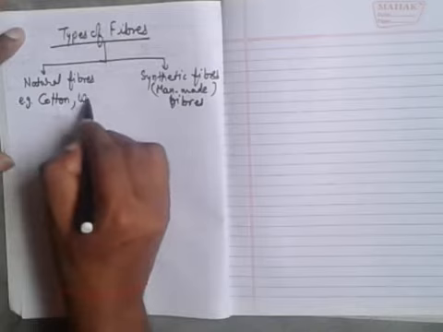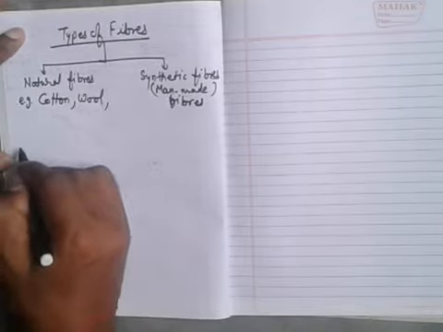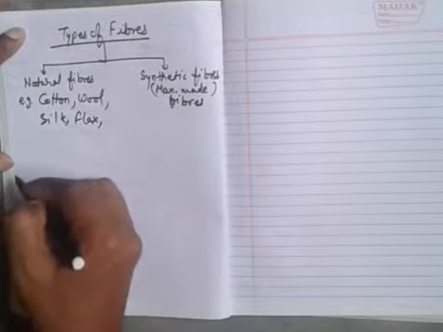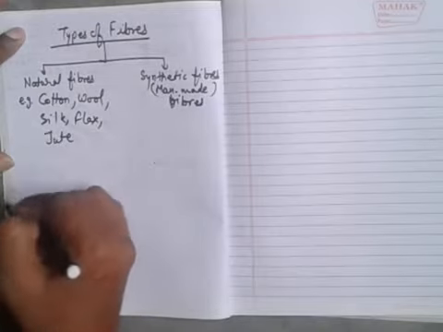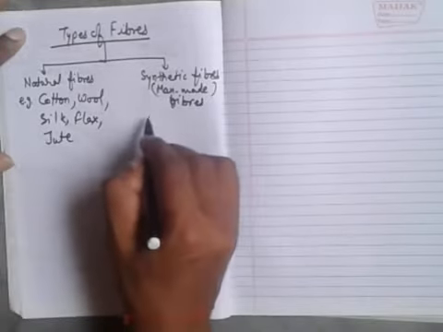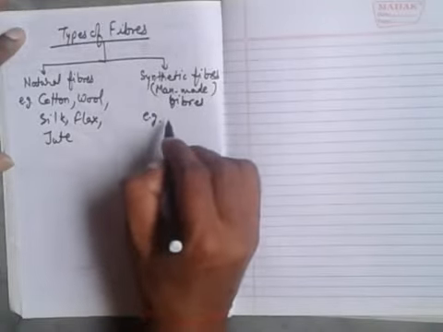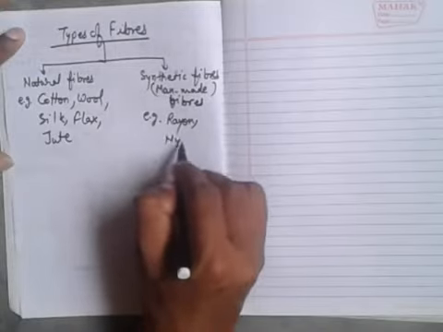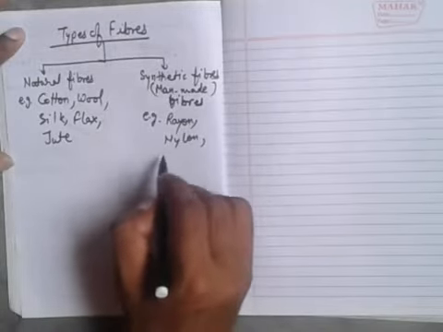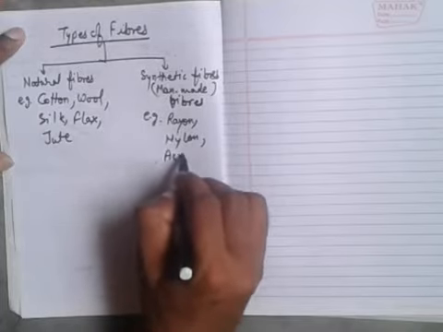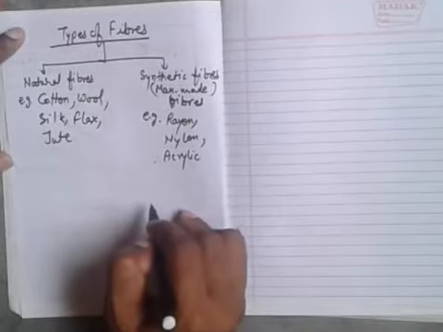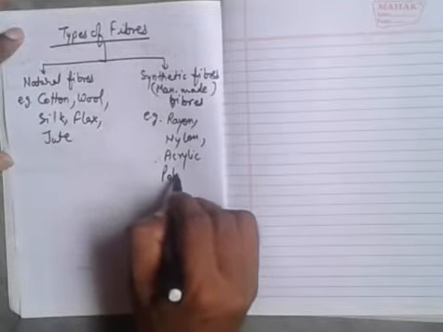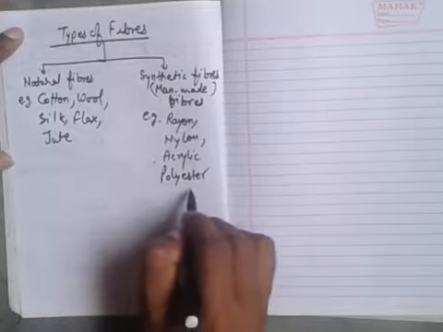Natural fibers may be cotton, wool, silk, flax, jute, and some of the synthetic fibers are rayon, nylon, acrylic, polyester, etc.